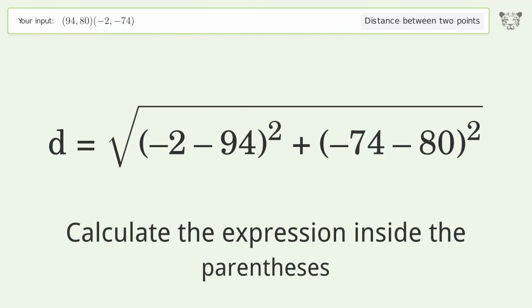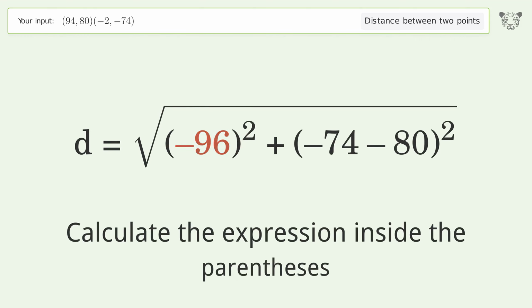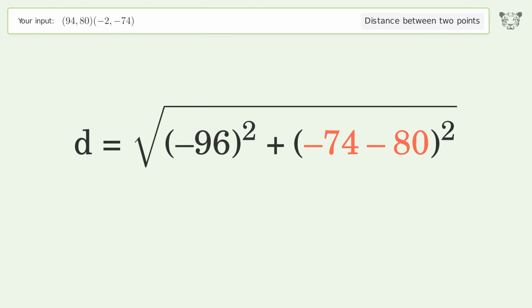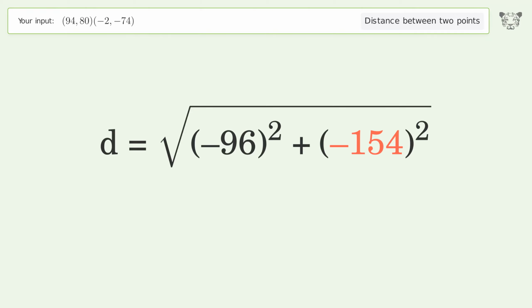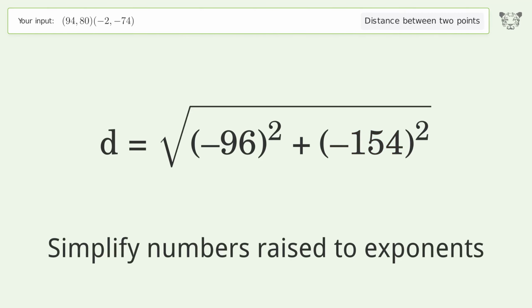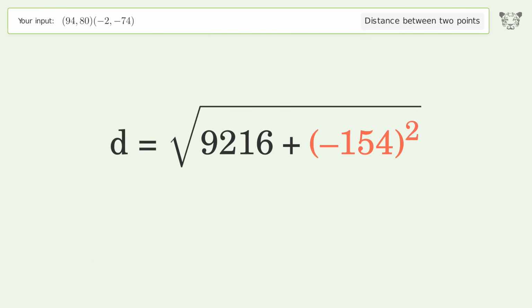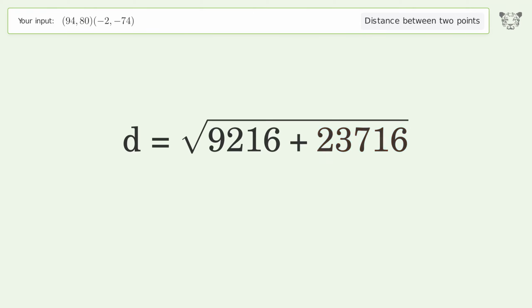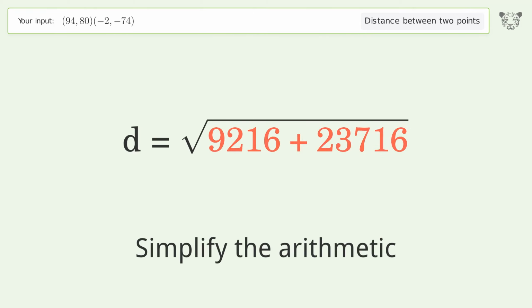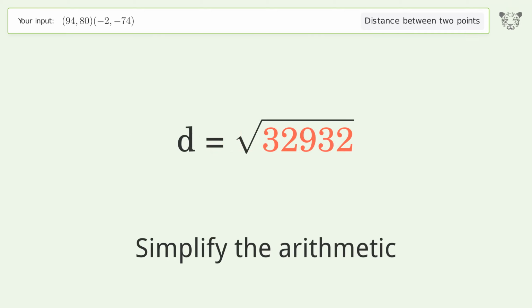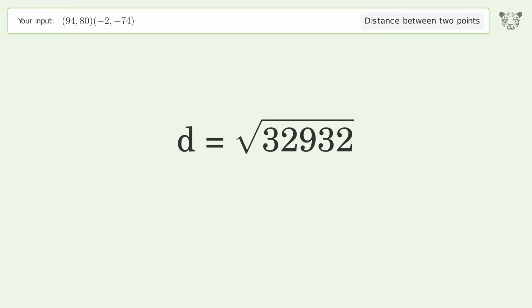Calculate the expression inside the parentheses. Simplify numbers raised to exponents. Simplify the arithmetic. And so the distance between the 2 points is the square root of 32,932 or 181.472.